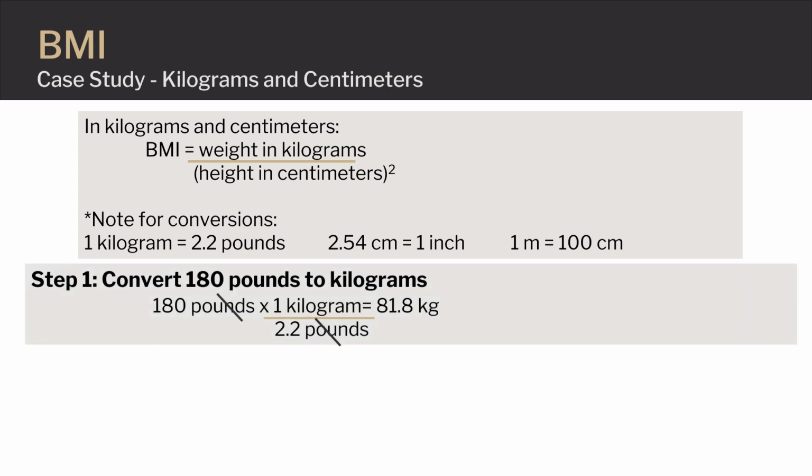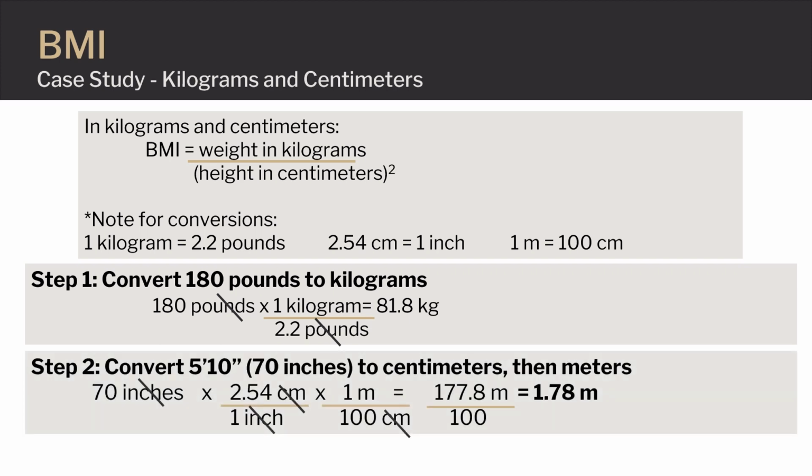To start, you'll convert 180 pounds to kilograms. Note that when following the equation, the units of pound will cancel out at the top and bottom. You'll multiply 180 by 1 and then divide the result by 2.2. The result will be the weight in kilograms, or 81.8 kilograms.